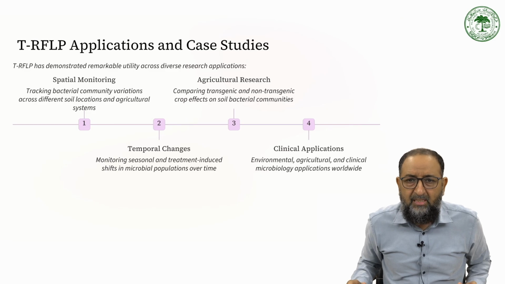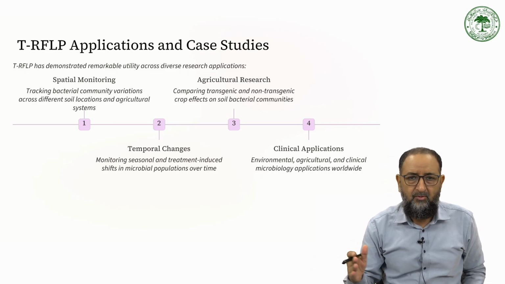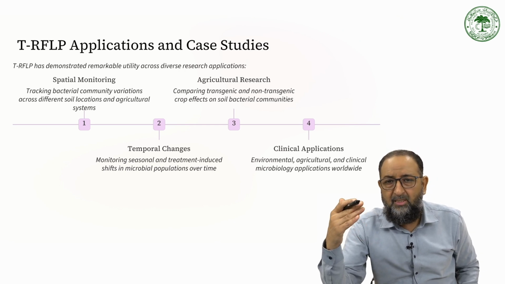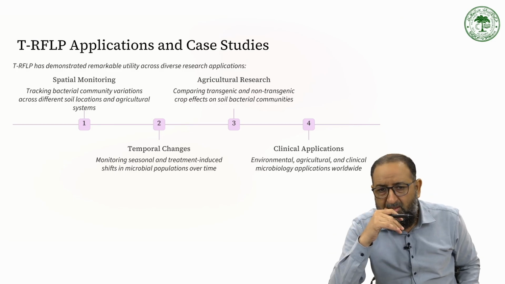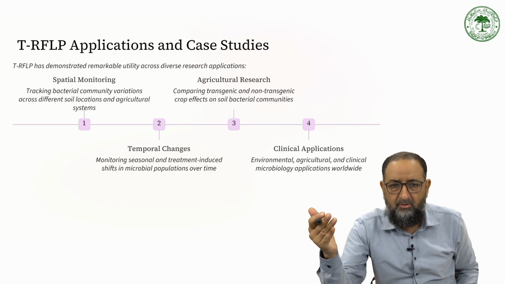In agriculture, you can compare the transgenic plant with the non-transgenic plant, changes in mutated plants and so on, and variation in types of crops, quality of crops. Suppose you generate a disease-resistant crop with certain markers, it can be checked with this method. Then temporal changes, for example, monitoring seasonal and treatment-induced shifts.